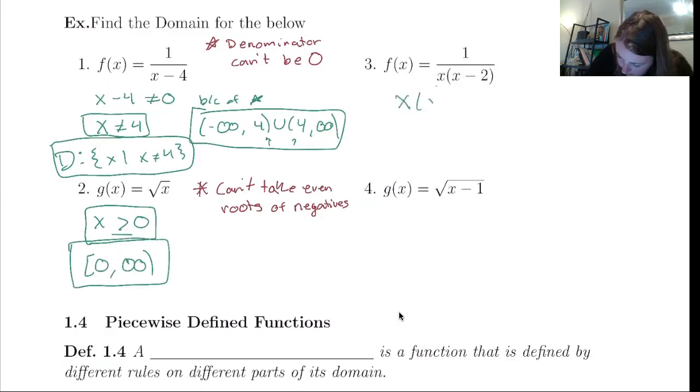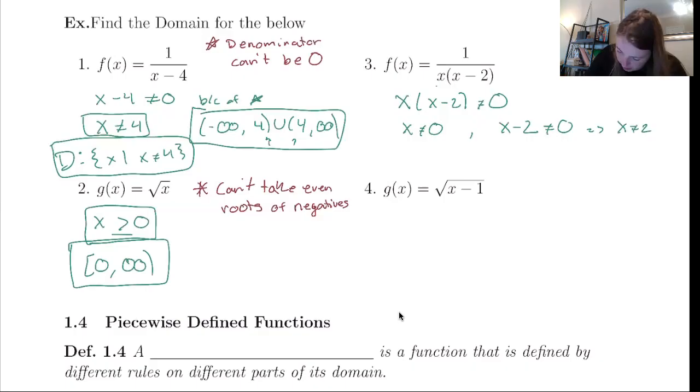So I know that x minus 2 cannot be 0. So the zero product property, this comes back to factoring. For that thing to equal 0, one of them has to equal 0. So to make sure that that never equals 0, we need to make sure that each factor can't be 0. So I'm going to say that x can't equal 0 and x minus 2 can't equal 0, which would then give me x cannot be 2. Okay?